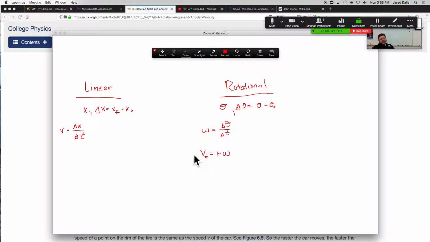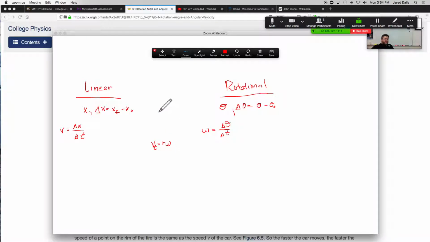So that's quite useful. And this one we might put in between because it has a little bit of both of these things in it. So if we put that in between, it's like a bridge between the angular and the linear. V tangential equals r times omega.